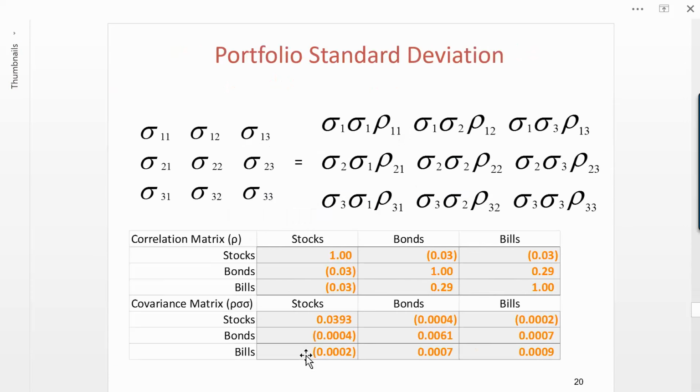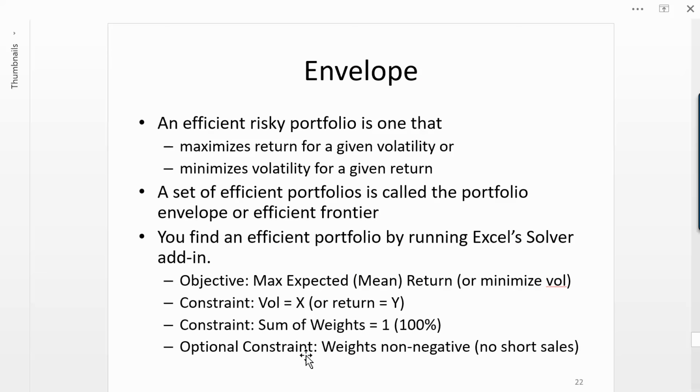The last thing I want to do is let's build an efficient or optimal portfolio. An efficient portfolio is one that maximizes return for a given level of risk or volatility. Usually we call standard deviation volatility, or minimizes volatility for a given return. A set of efficient portfolios is called a portfolio envelope or efficient frontier.